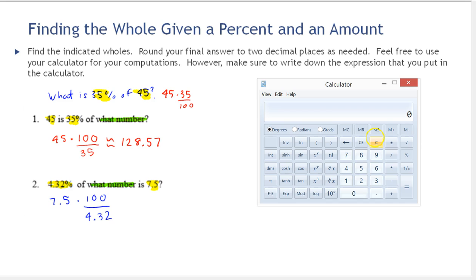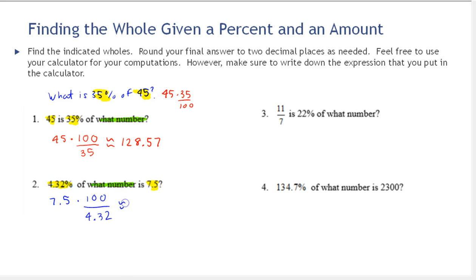So I'm going to multiply the numerators, 7.5 times 100, and divide by the denominator of 4.32. And this is 173.61 rounded to 2 decimal places. So 173.61. Let's look at the next one. Okay, so 11/7 is 22% of what number?